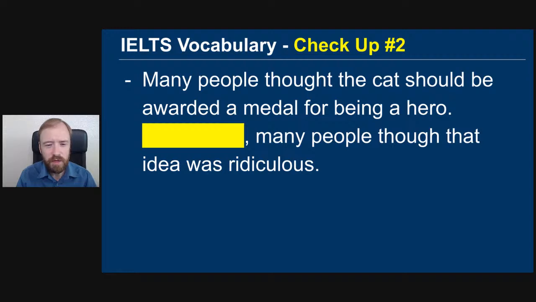Many people thought the cat should be awarded a medal for being a hero. Many people thought that the idea was ridiculous. What might I use there? On the contrary, that could work. So clearly an opposite idea. Many people, there's an opinion. They thought this cat as a hero should get a medal, but an opposite opinion: the idea is ridiculous.